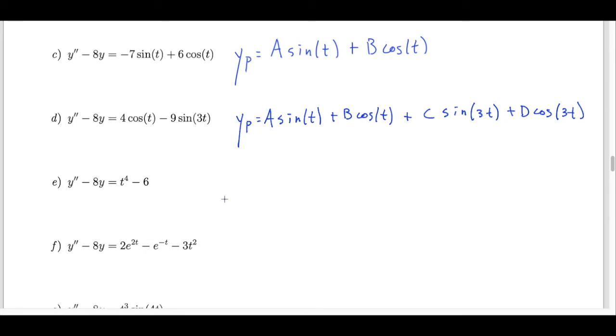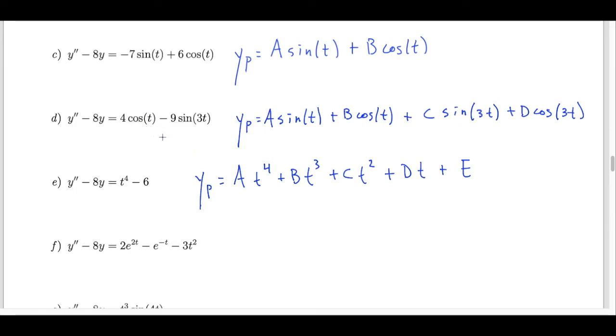In part E, my right-hand side is a fourth degree polynomial. It technically only has two terms, but it's nevertheless a fourth degree polynomial. And so the general guidelines indicate that my y sub p must be a general fourth degree polynomial. So here I've included every term in that general fourth degree polynomial, and I just introduce as many undetermined coefficients as are necessary.